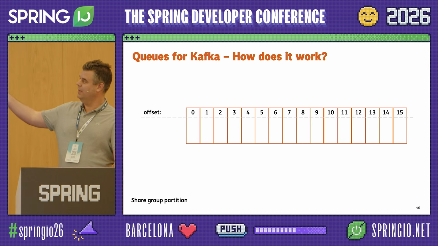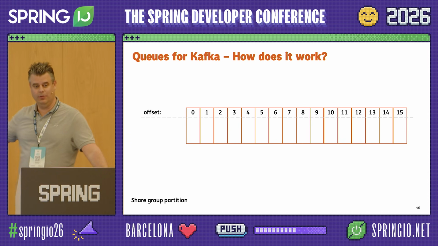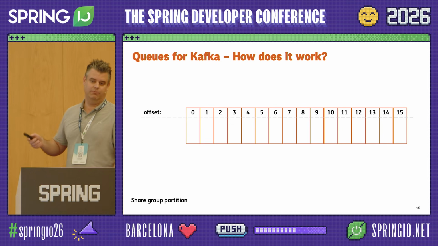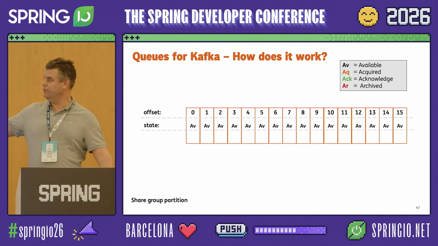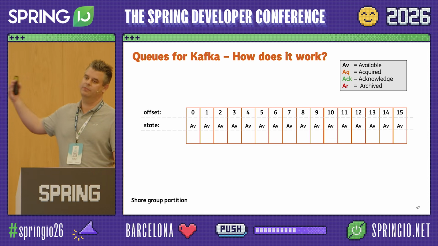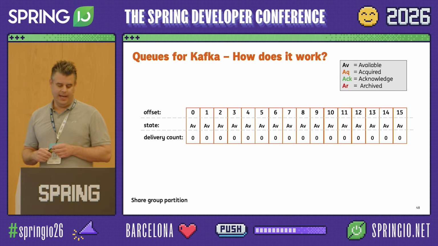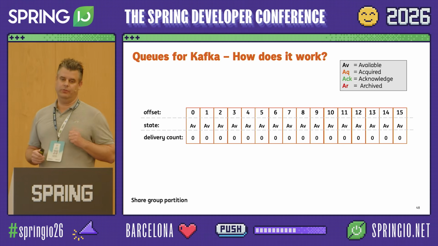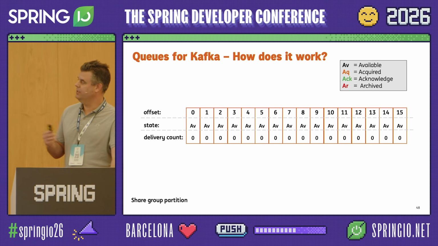So like you already know, every message produced to a partition in the topic has an offset. Nothing changed there. But each individual event or message written into the topic has a state. And by default, when it's written to the topic, it's available to be consumed. And next to that, there is also a delivery count. So by default, it will have the value 0 once it's produced.